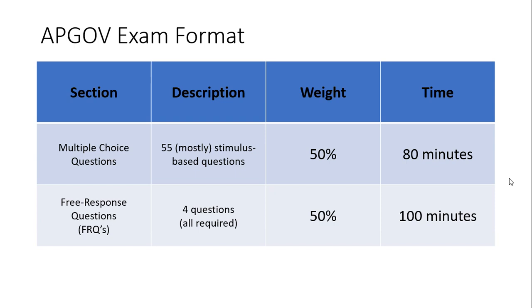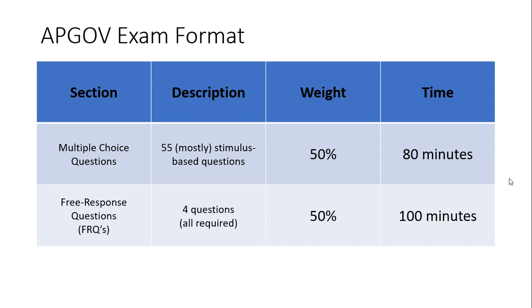But after a short break, you'll then begin the FRQ part, the writing part. In this section, you'll answer 4 FRQ questions, free response questions, all of which are required. So you have no choice in this part. You'll be given 4 questions and you need to answer all 4 questions. You'll have a total of 100 minutes to answer these questions, and it's a free-flowing 100 minutes. So if you spend more time on one, that's okay. You'll just have a little less on the others.